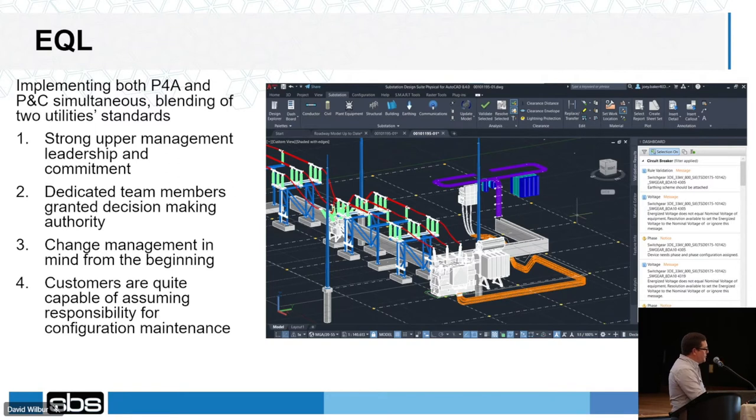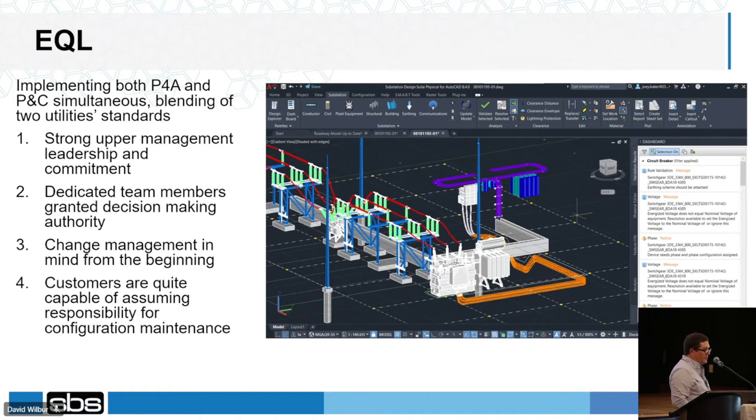Certainly starting with strong upper management leadership and commitment. Having a dedicated team that is not only dedicated, but capable, with the decision-making authority. There are a lot of decisions that need to be made, and a lot of trade-offs in any implementation. Having the right people in the right seats with the right authority to make the decisions is crucial.